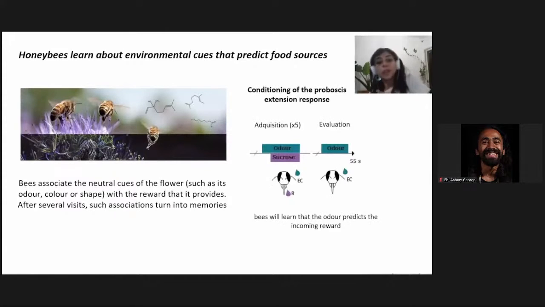In the laboratory, we can recreate the conditions and parameters in which the bees learn by means of the conditioning of the proboscis extension response. This protocol is based on the paired presentation of a neutral odor to the antennas and sucrose-water solution to the proboscis as an appetitive reward. After several training events, bees will learn that the odor predicts the incoming reward.